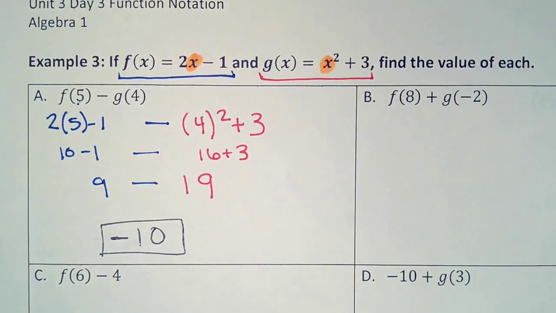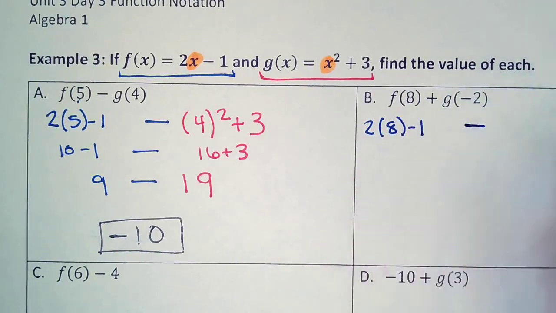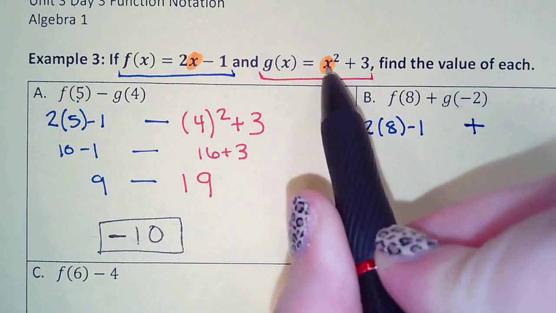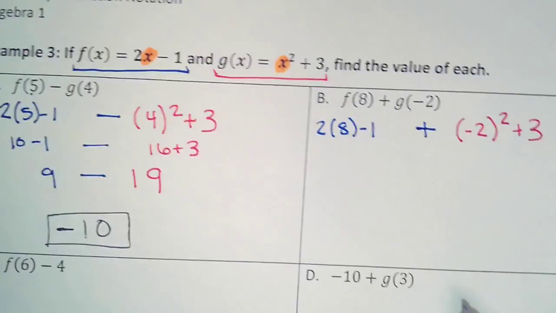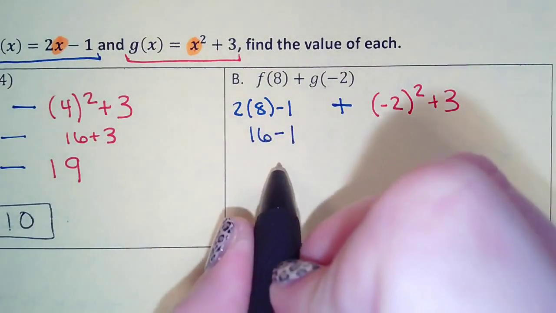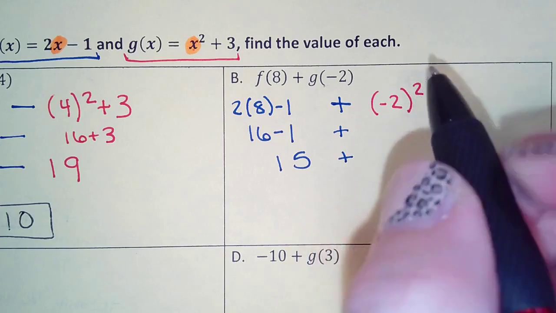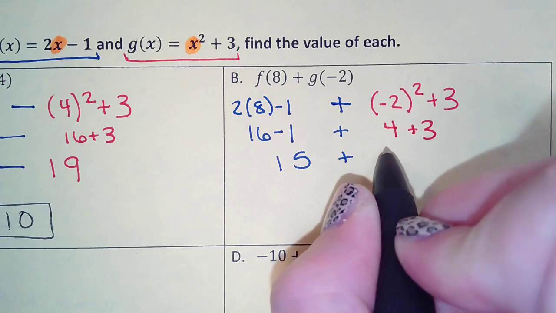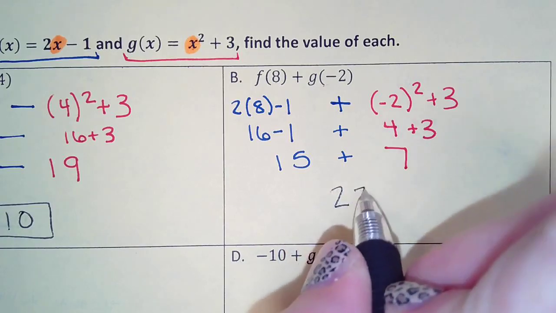For part B, first we'll do f of 8. So 2 times 8 minus 1 minus, actually this is a plus this time. Then we're going to plug in negative 2 for our g function. So we have negative 2 squared plus 3. 2 times 8 is 16 minus 1. 16 minus 1 is 15. Negative 2 squared, that is 4 plus 3 drops down. 4 plus 3 is 7. When I add these together, 15 plus 7 should be 22.